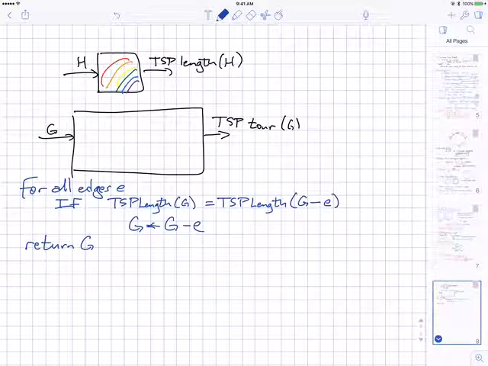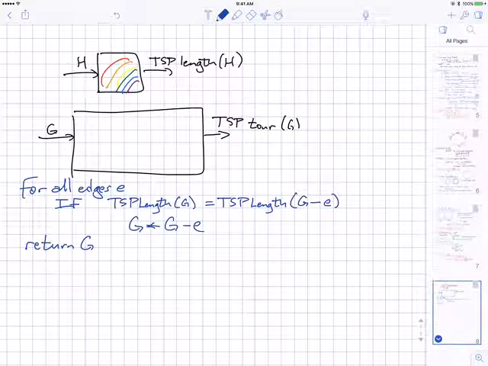So if there are multiple shortest tours, I will throw away an edge from one of them, and I'll leave a smaller number of them behind. So over time, you'll converge down to a single TSP tour. This would be like the same algorithm.